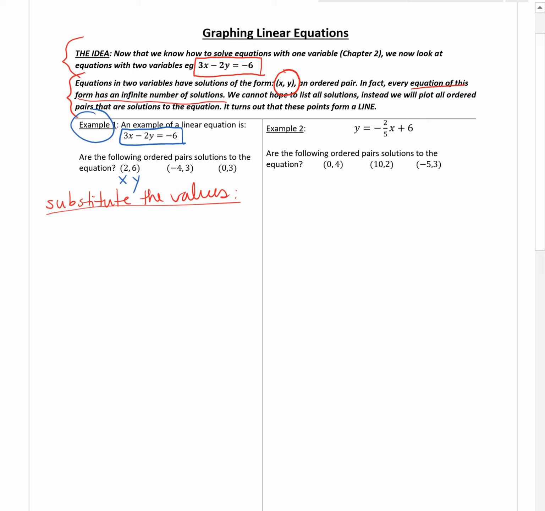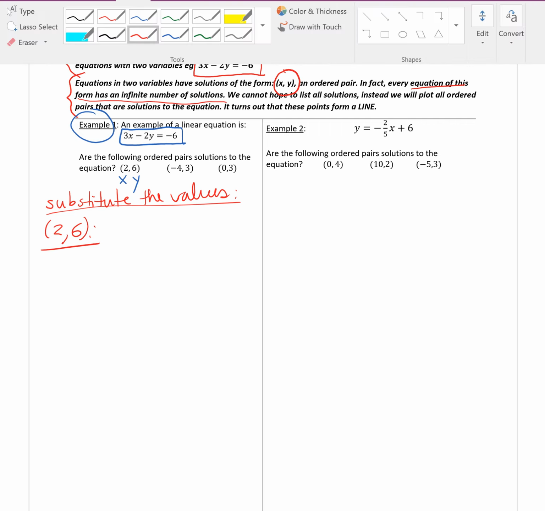And if you get a true statement like 5 equals 5 or negative 2 equals negative 2, then it is a solution. But if you get a false statement like 5 equals 7 or 0 equals negative 5, that means it's a false statement. So let's test the first guy. We might as well look at 2, 6 first. And then later on, we'll test the next point, and on and on.